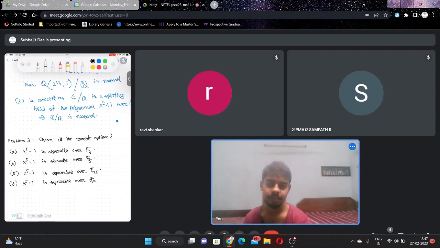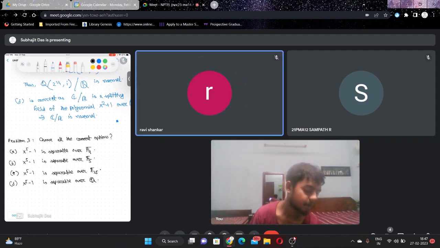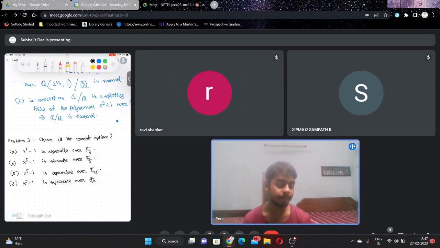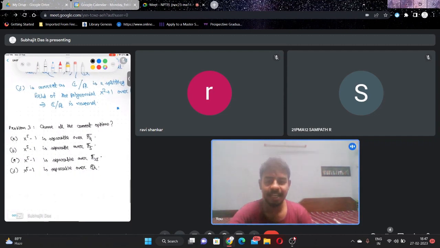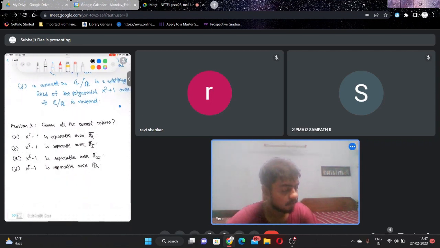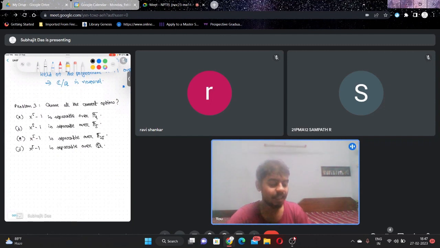That's clear, right? It has distinct roots in any splitting field over the base field, or in any extension over which the polynomial splits. So what is an equivalent way of checking for separability of a polynomial? Do you guys know this? What is an equivalent way of checking separability of a polynomial?